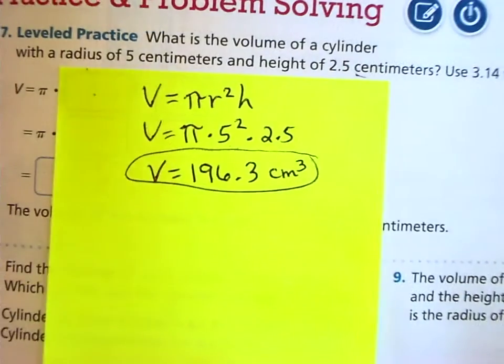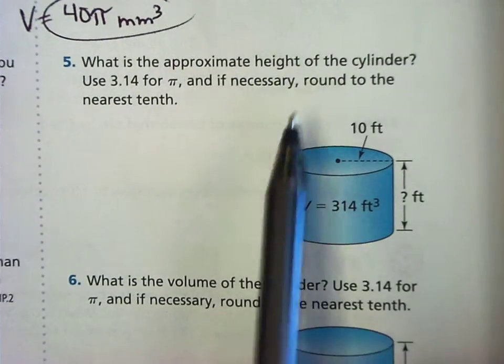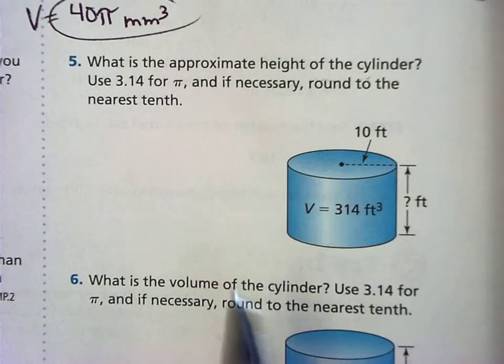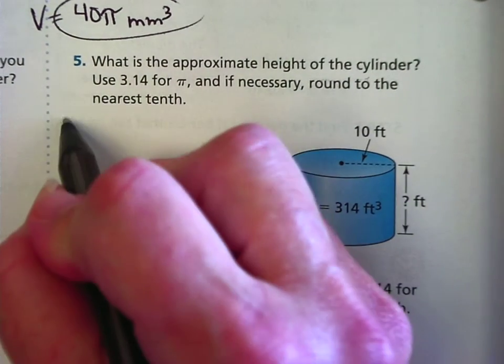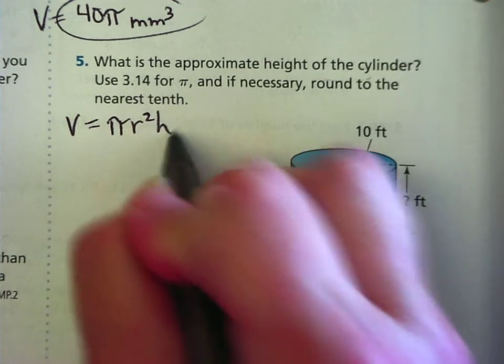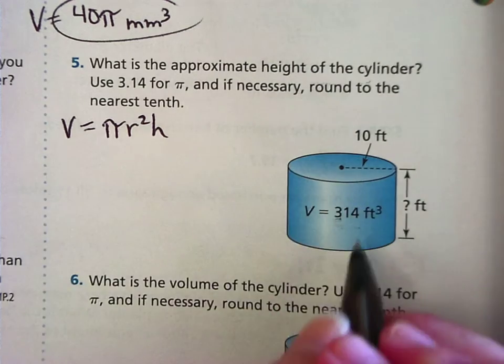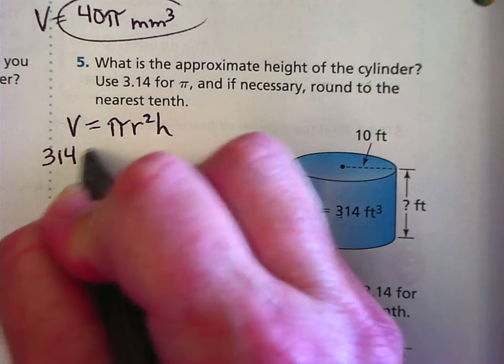All right, so now let's take a look at one where we are asked to find something other than the volume. So this says, what is the approximate height of the cylinder? So now let's use the exact same thing. Volume equals pi times radius squared times height, because we do have the volume right here. So it gives us the volume.